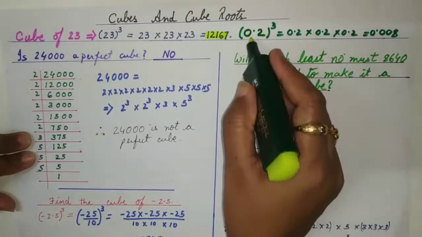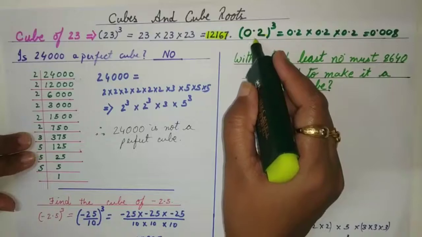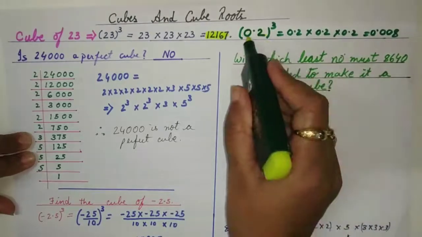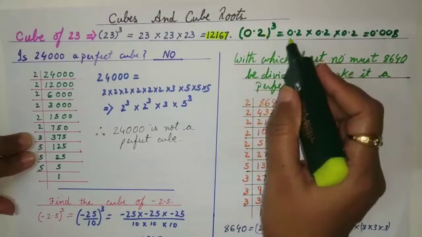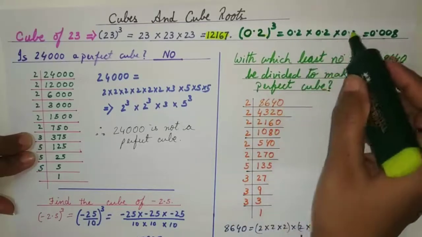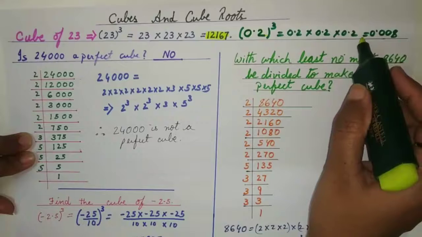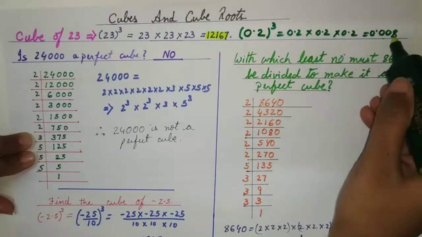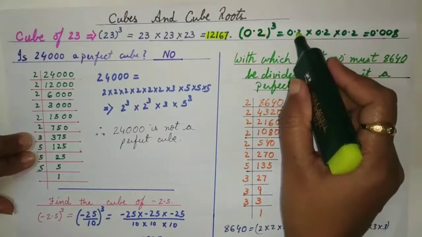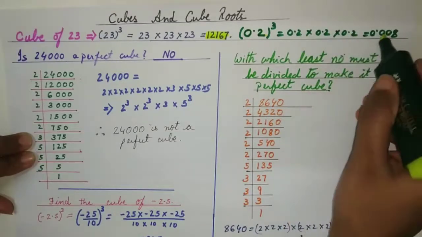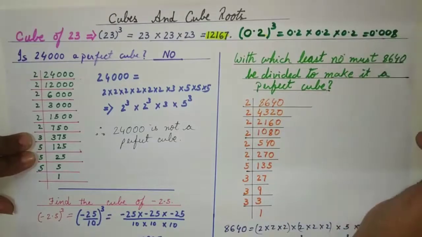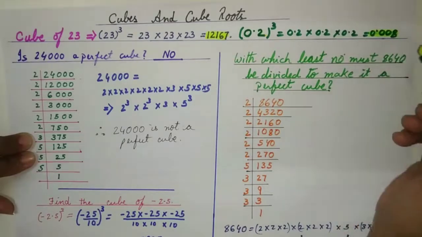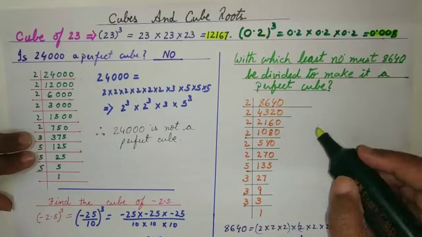If there is a decimal number, even then the cube of that number is multiplied thrice. Here I have taken 0.2 to the power of 3, which is 0.2 into 0.2 into 0.2. See, the numbers are 2, 2, 2: 2 2s are 4, 4 2s are 8. But there are 3 decimal places, one here and one here, so the answer should have 3 decimal places. This can also be done in another way, which I will explain in the later half of this video only.